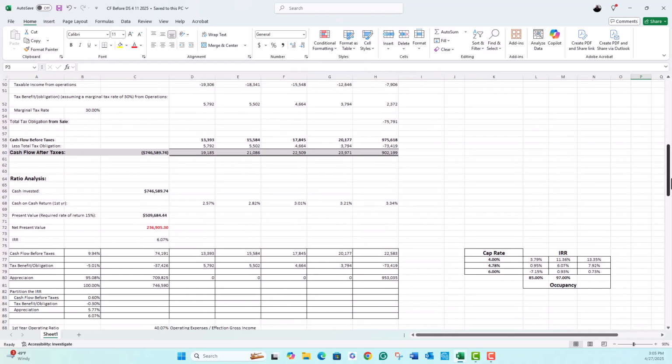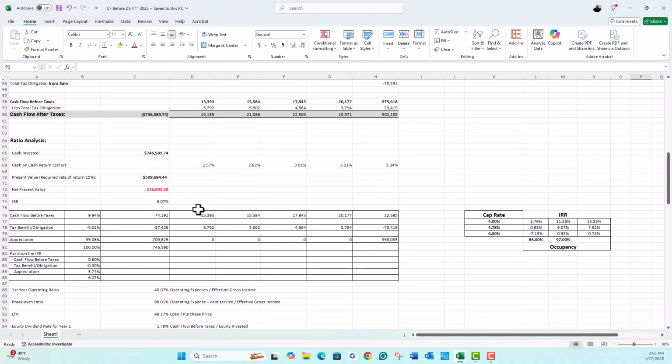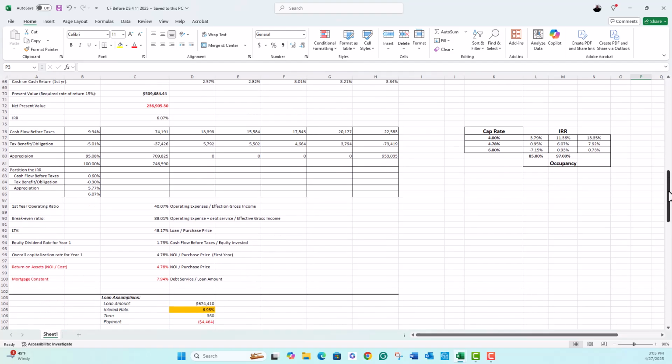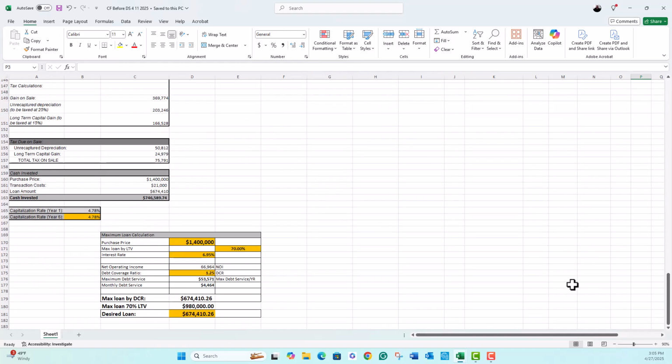And then the internal rate of return was 6.07%, and we had partitioned the internal rate of return. The way it broke down is the bulk of the return to the investors was coming from the appreciation. We worked through our sensitivity analysis, and that went fine. And at the bottom, when we looked at the loan, it was $674,000.